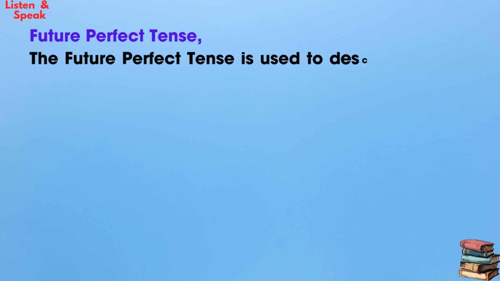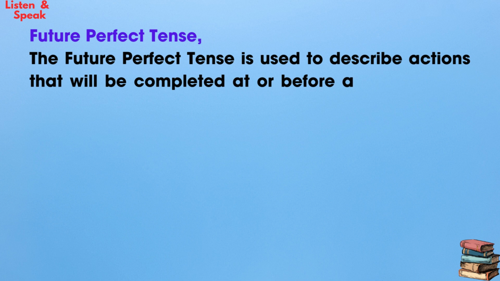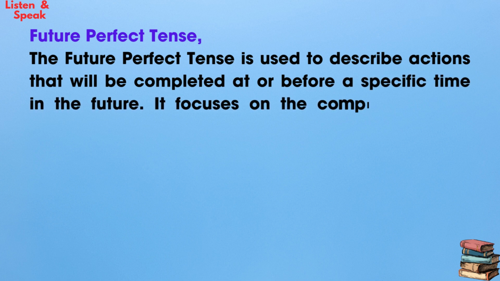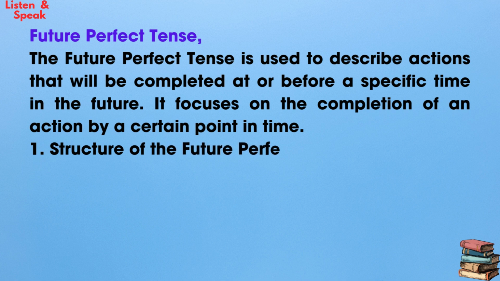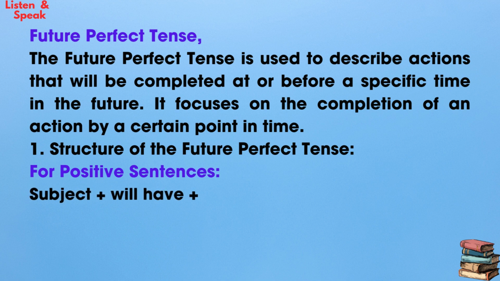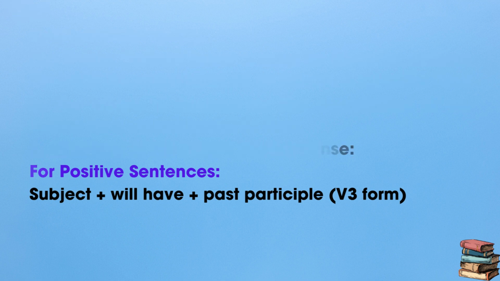The future perfect tense is used to describe actions that will be completed at or before a specific time in the future. It focuses on the completion of an action by a certain point in time. 1. Structure of the future perfect tense. For positive sentences: subject will have past participle, V3 form.